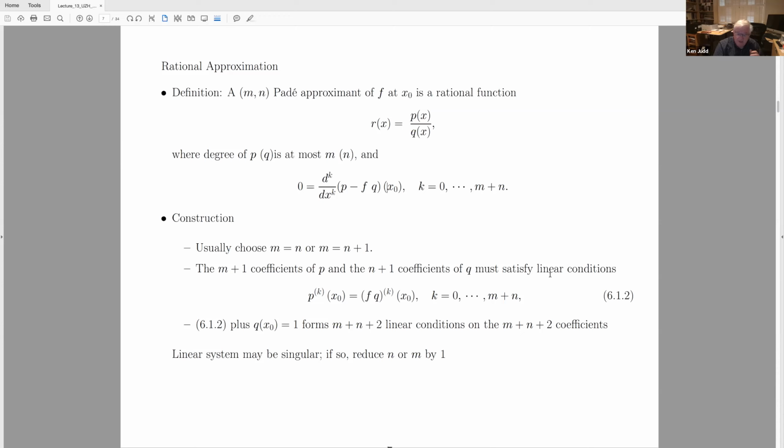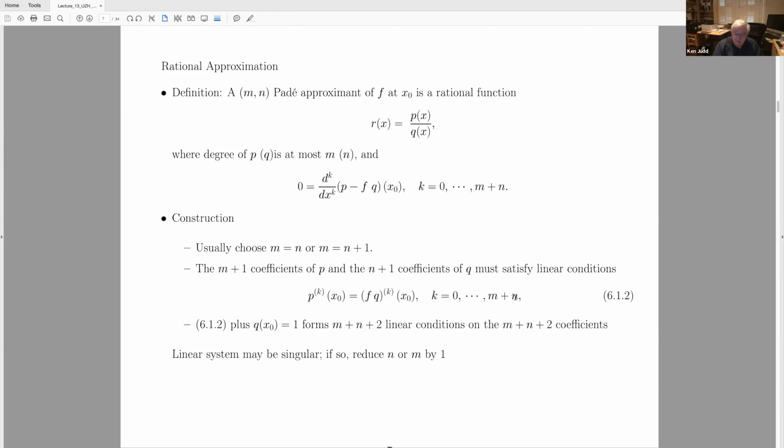Now you must have them satisfy these conditions. Basically, you want this rational function to equal f, and so p is going to be roughly the same as f times q. But now the kth derivative of p has to be equal to the kth derivative of f times q. And so you go up to order m plus n.